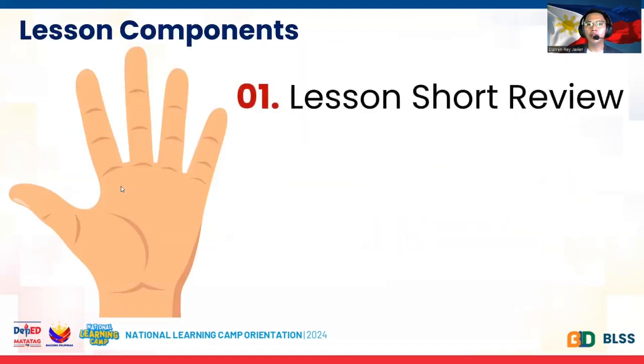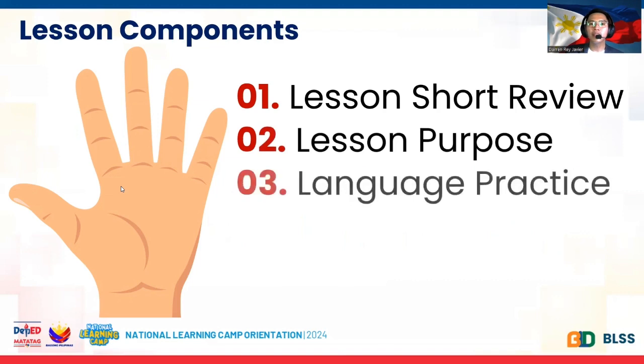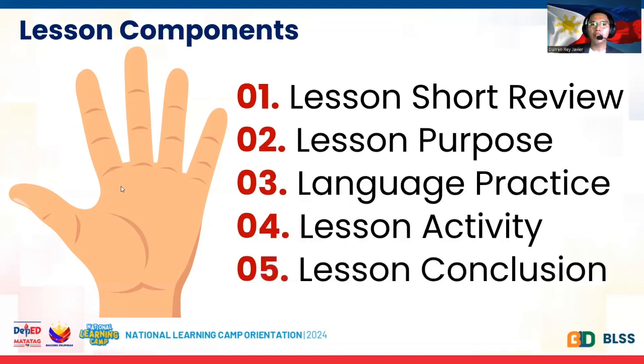So the following are the lesson components of consolidation and enhancement camps. The first one is lesson short review. The second one is lesson purpose. The third one is language practice. The fourth one is lesson activity. And then the last one is lesson conclusion.